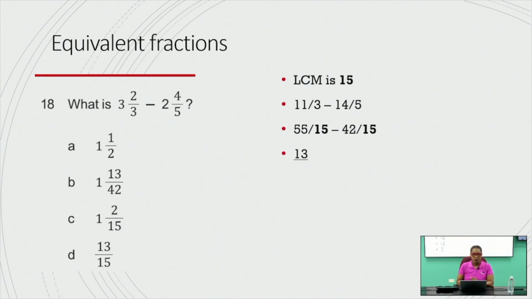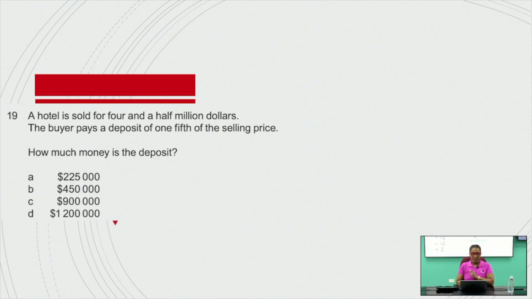And then I'll just do my subtraction. 55 subtract 42 gives me 13. And the fractional part we have divided our wholes into is 15. So your answer is 13/15. Option D is the correct response.